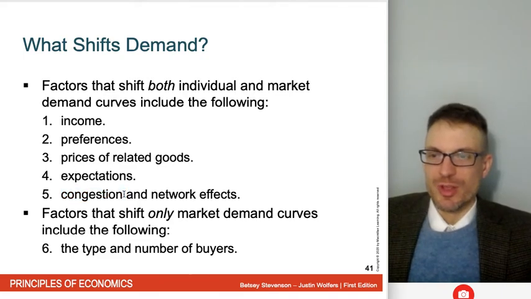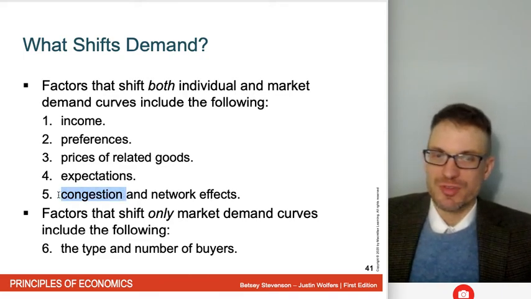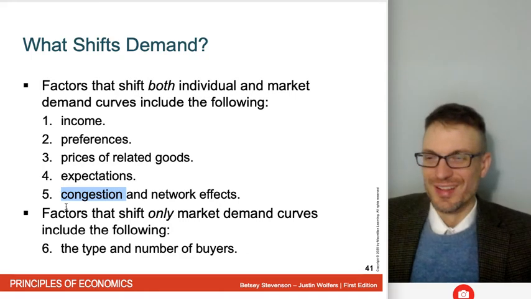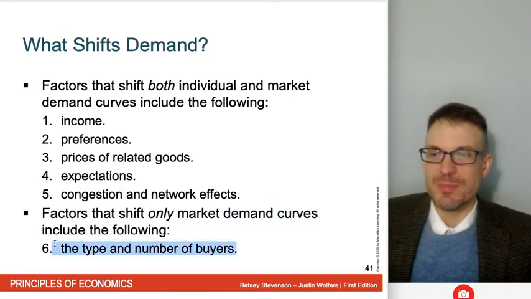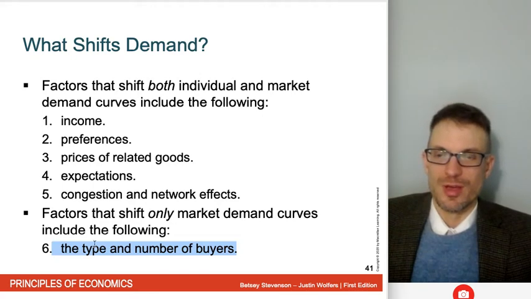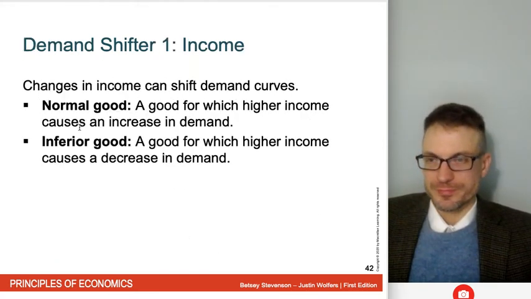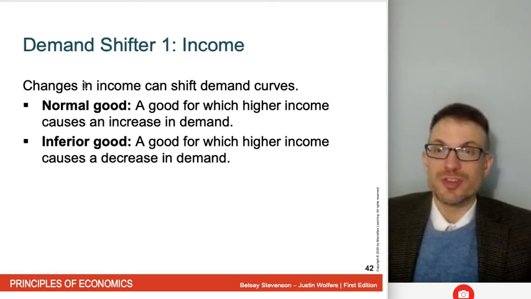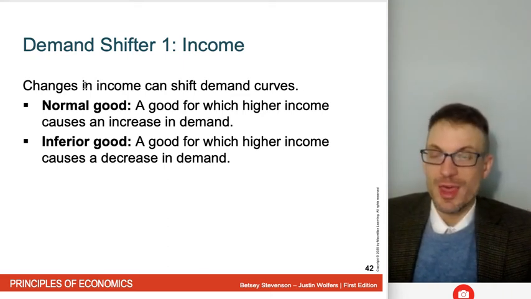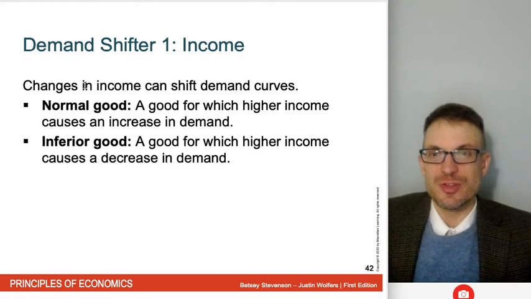So how much am I willing to pay for a toll road? Not much if it's really congested, right? All right, so factors that shift only the market demand, this would be a change in the type and number of buyers, right? So the first demand shifter, income. If income changes, we actually have some work to do. We have to determine, is this a normal or an inferior good? If it's a normal good, this means at higher incomes, there'll be an increase in demand. If it's an inferior good, this means at higher income, there'll be a decrease in demand.